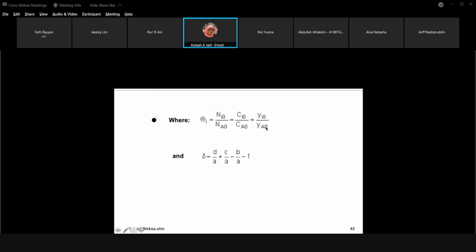This all is for the limiting reactant. For the bottom one, you have to divide by the number of moles of the limiting reactant. This is the concentration of the limiting reactant. This is for the mole fraction of the limiting reactant. This is what you want: A, B, C, D, usually B, C, D. Then what is this one? This is the total of the stoichiometric coefficient. This is for the reactant, this is for the minus, this is for the product, this is for the reactant.